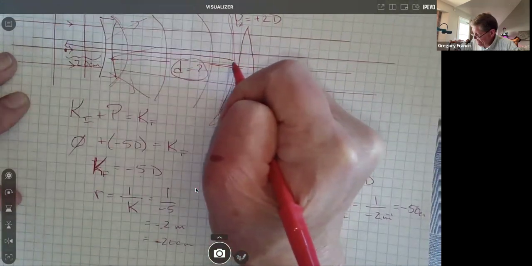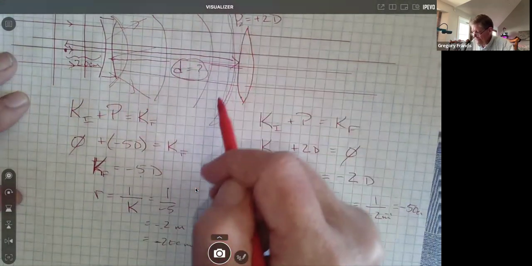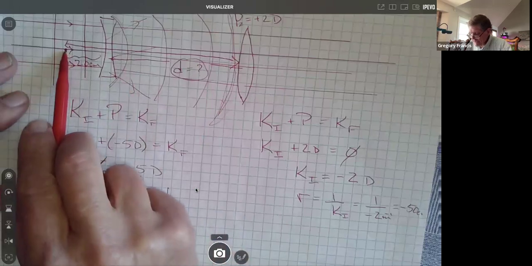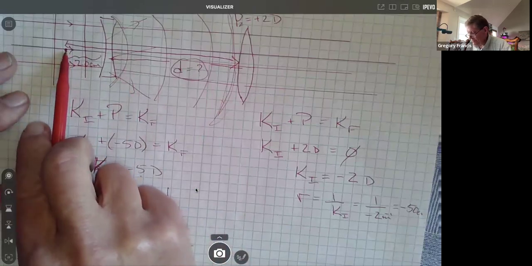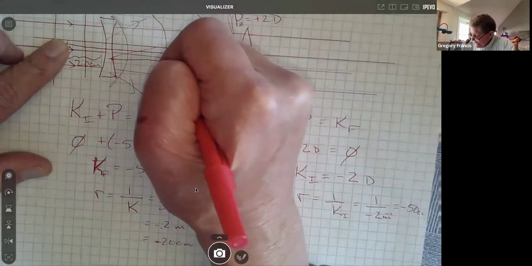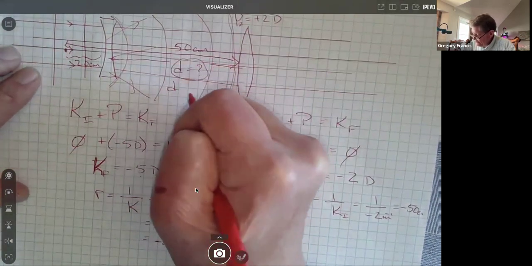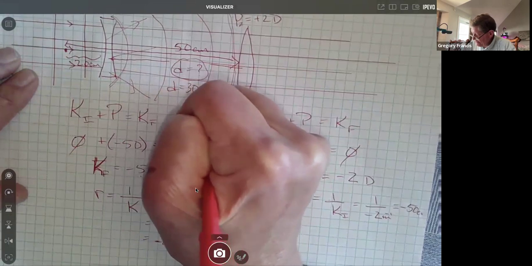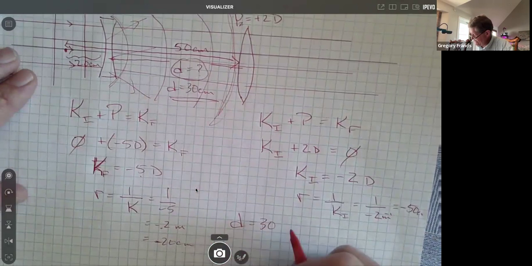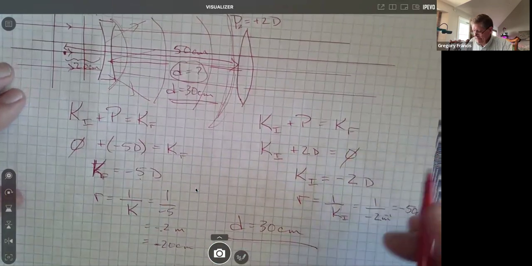Okay. Now, this is the same wave that was just evolving over to the other lens. So it also started or seemed to start 20 centimeters to the left. And so if this new radius is 50 centimeters, that means that the distance between them is 30 centimeters. So that's the final answer.